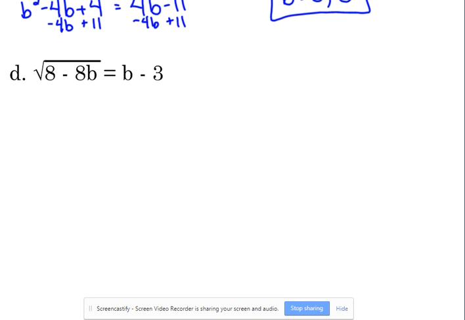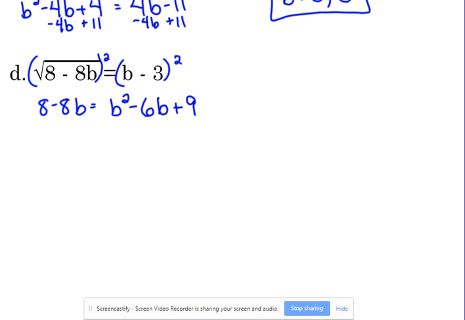Okay, let's look at D. Similar to the one that we just did, but it's already isolated. The square root is already isolated. The square root of 8 minus 8b is equal to b minus 3. So we can jump to squaring both sides. And again, b minus 3 squared is b minus 3 times b minus 3, which when we FOIL that is b squared minus 6b plus 9.